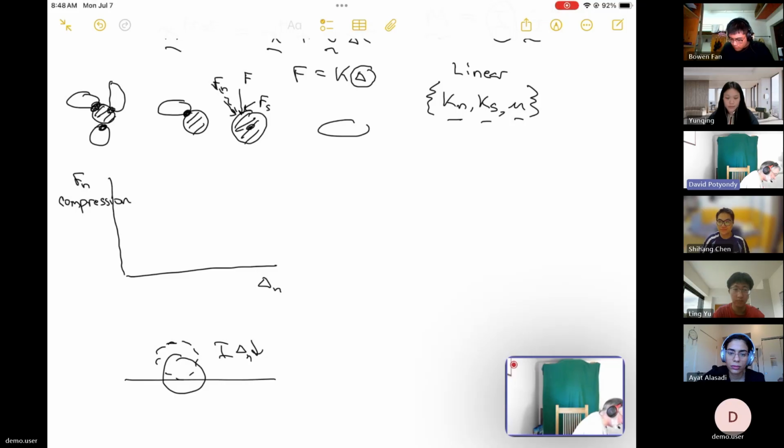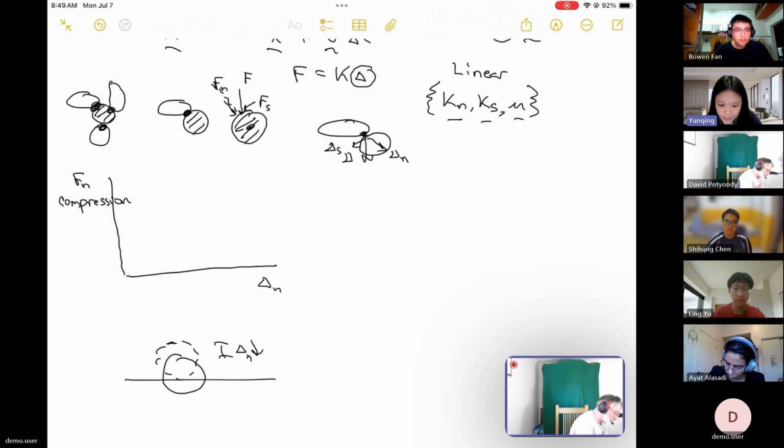That's just like you can decompose, let's draw this. There's this guy, and there's this guy. And right there, there's a motion, delta. But you can decompose it into delta n and delta s. Are you with me? Okay, and it's going to be the delta n that's going to affect Fn, and it's going to be the delta s that's going to affect Fs.